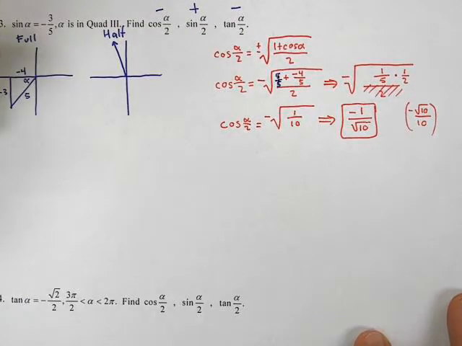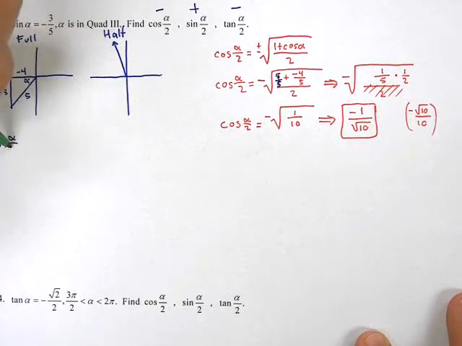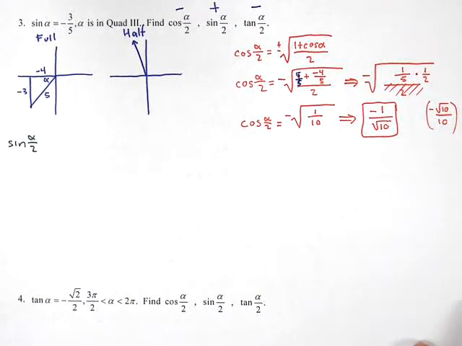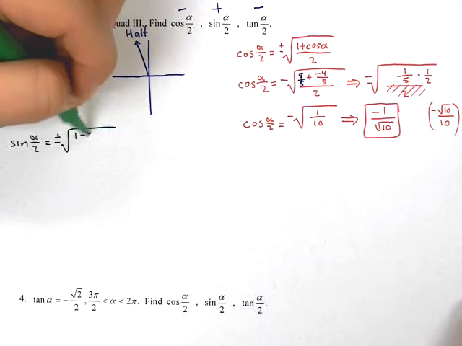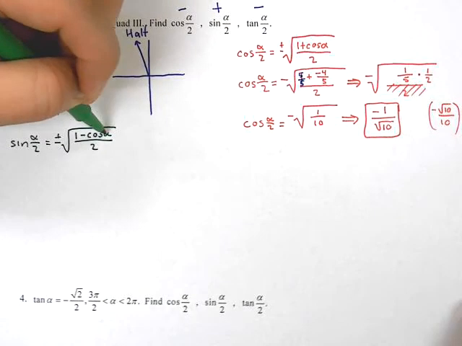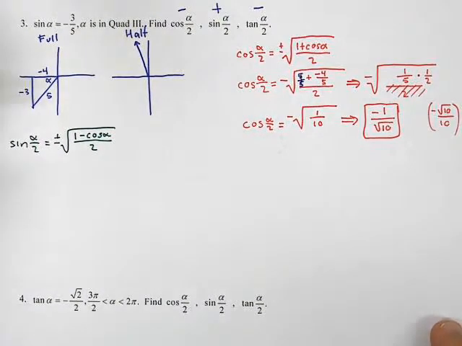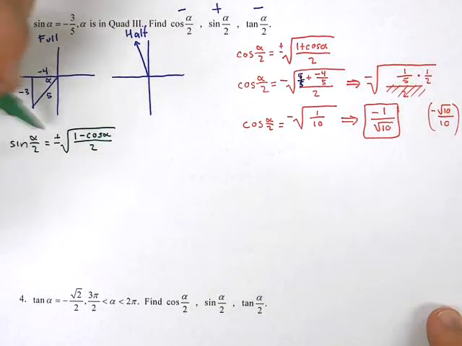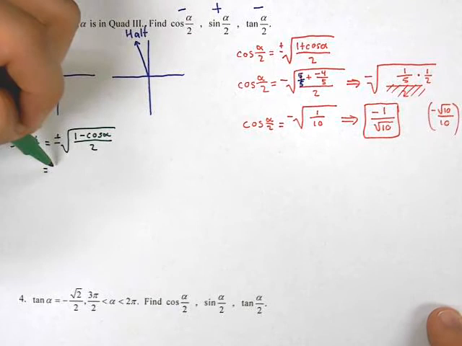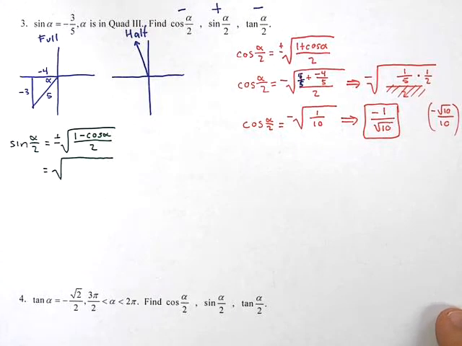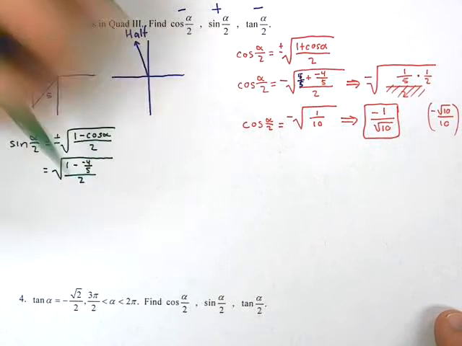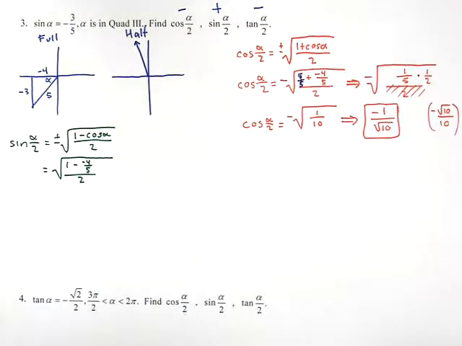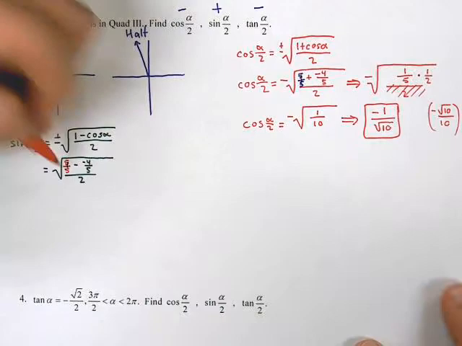I'm going to come over here for sine, just because I want to save some space. I know that sine of alpha over 2 is supposed to be plus or minus the square root of 1 minus cosine alpha over 2. Well, we should have an idea of what to do here. We know that our sine is going to be positive, so I'm just going to use the positive square root, and I already know that the cosine is negative 4/5, so 1 minus negative 4/5 all over 2. Once again, I'm going to change my 1 into a 5 over 5.